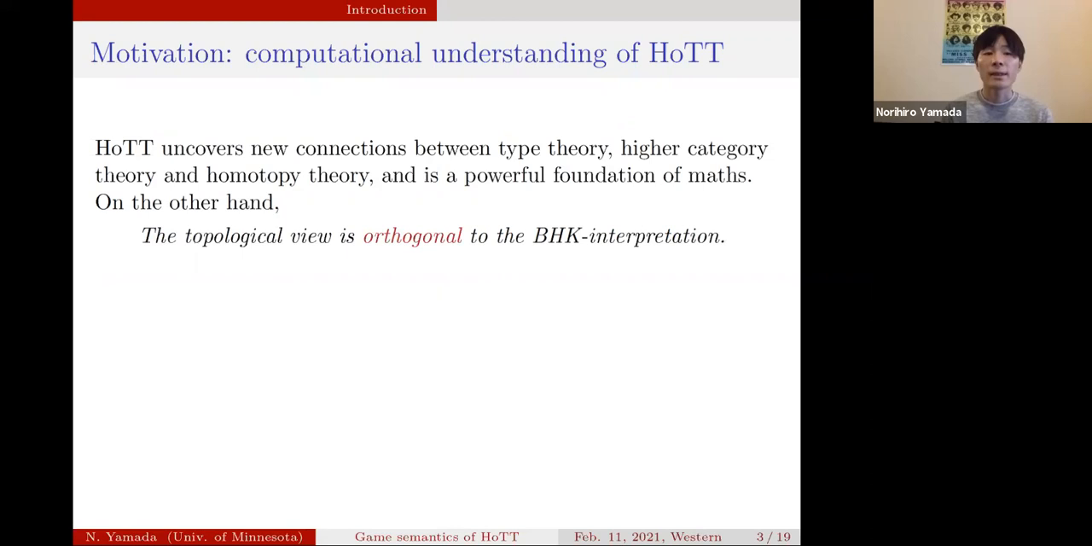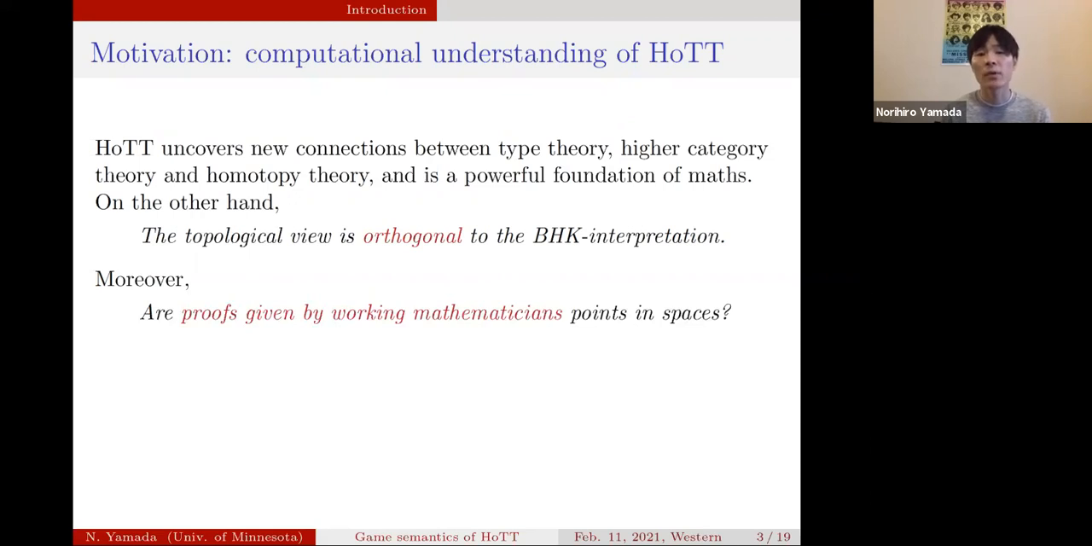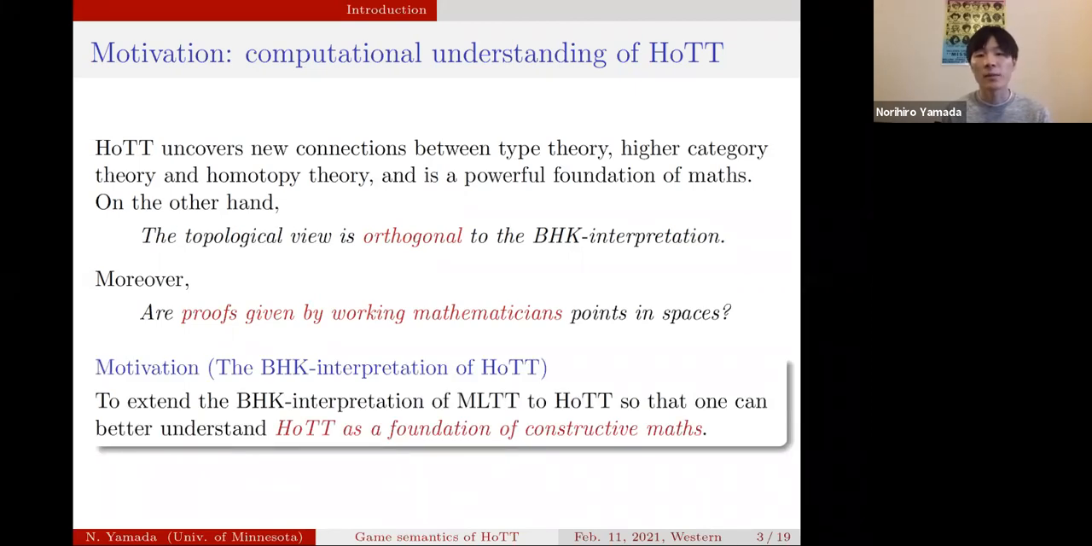On the other hand, this topological view of HoTT is rather orthogonal to the traditional BHK interpretation of MLTT. And let me further pose a somewhat arguable question, namely, are proofs given by working mathematicians really points in spaces? It's arguable because it's only a philosophical question. But here, by proofs, I mean some are dialogical arguments or interactive processes between a prover mathematician and a disprover mathematician. And this looks like some computational process close to the BHK interpretation rather than a geometric object. So this intuition leads me to the following: I want to extend the BHK interpretation of MLTT to HoTT so that one can better understand HoTT as a foundation of constructive mathematics.